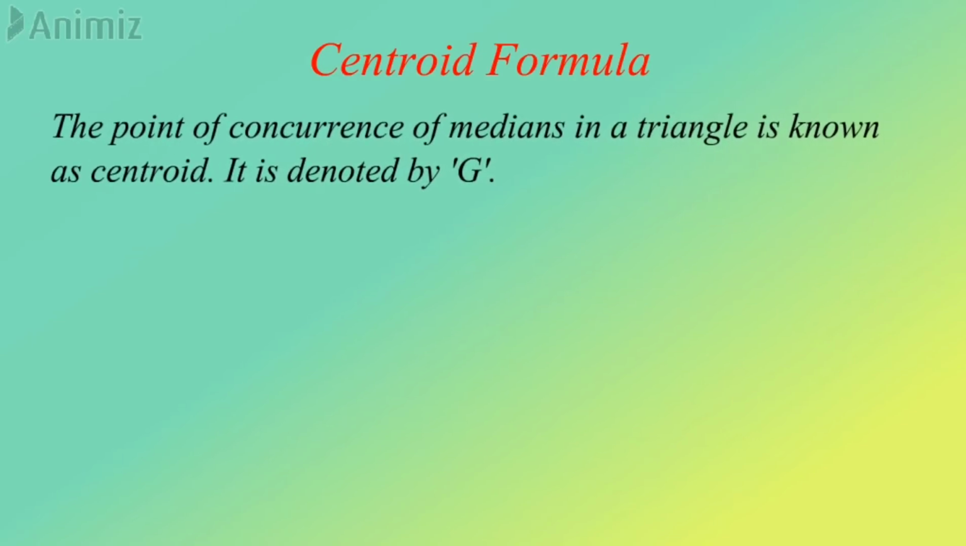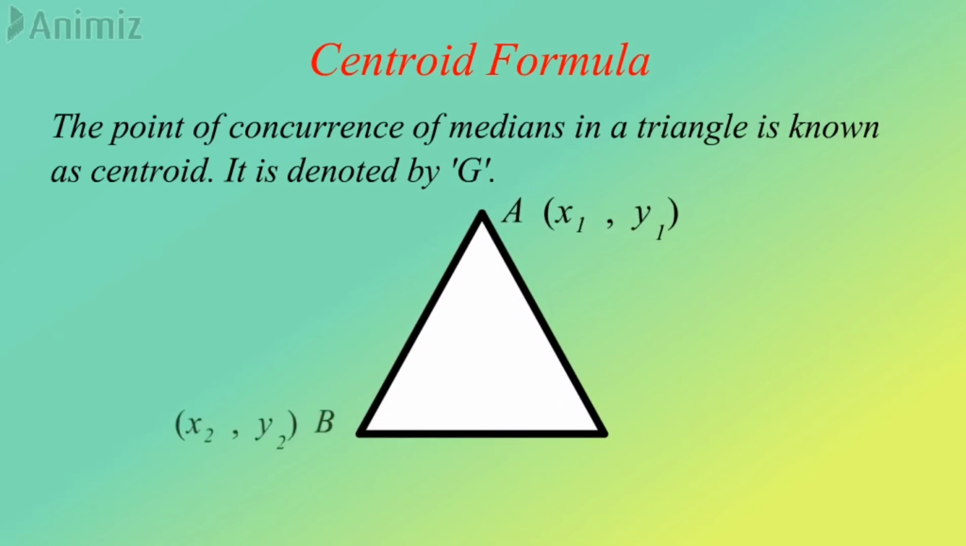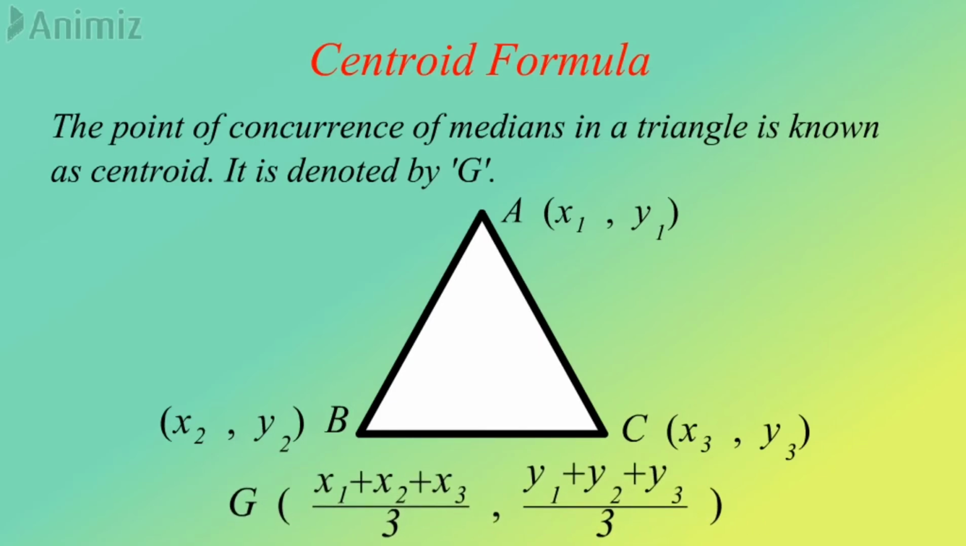Now let's discuss the third formula, which is centroid formula. What is centroid, students? It is the point of concurrence of medians in any triangle. Okay. Now this centroid is always indicated by capital G. If you know the coordinates of all the vertices of a triangle, you can easily calculate the coordinates of the centroid by using centroid formula. If the coordinates of the vertices are x1, y1, x2, y2, x3, y3, then you can easily calculate the coordinates of centroid by using the formula (x1 plus x2 plus x3) upon 3 and (y1 plus y2 plus y3) upon 3.